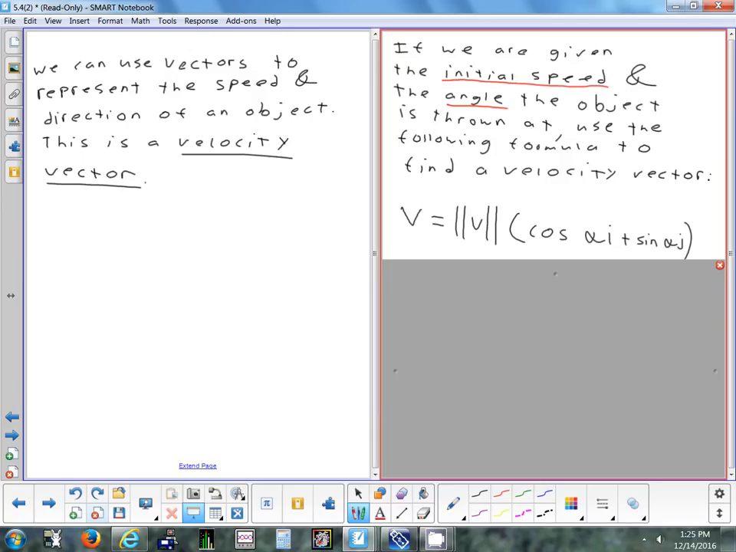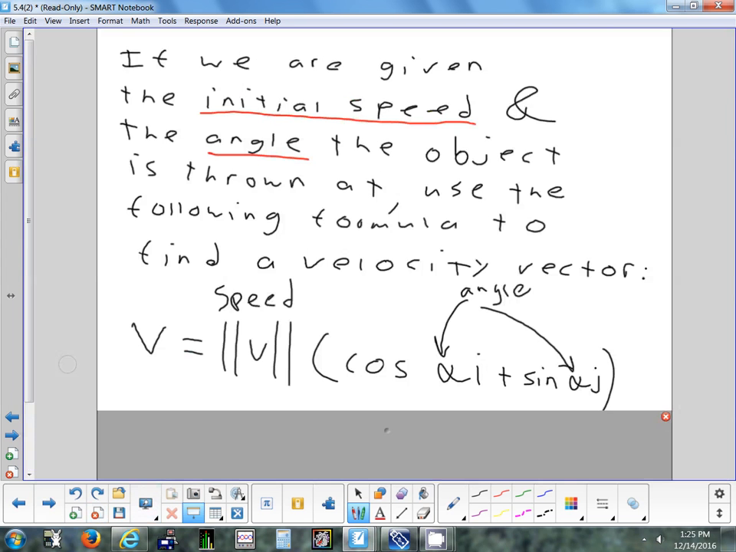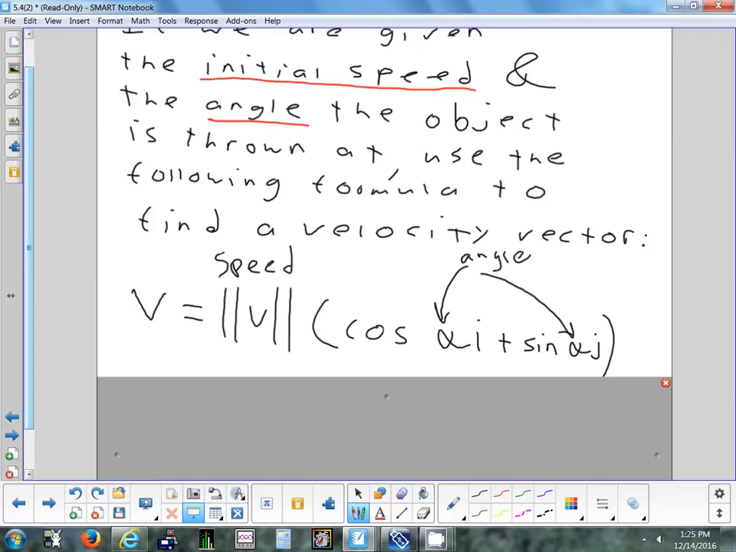Okay, so your formula is magnitude of your vector. That's your speed. So you just have to fill that number in. And then this is the angle that you're throwing it at. That's alpha. Okay, so just two things you need to fill in. And then we'll use our calculator to do it out.